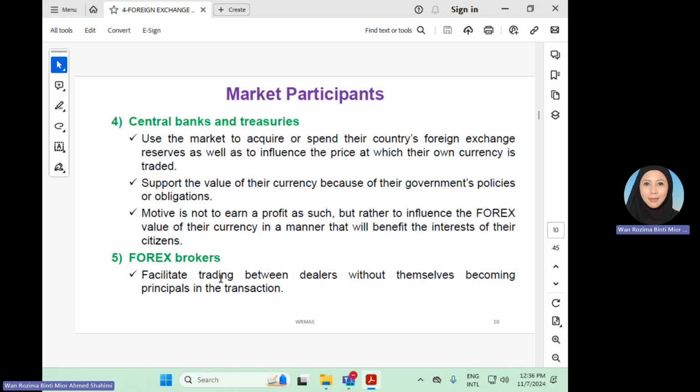And then brokers, of course, are just like middlemen, to facilitate between party A and party B. And then how they earn profit is on commission, that's all.